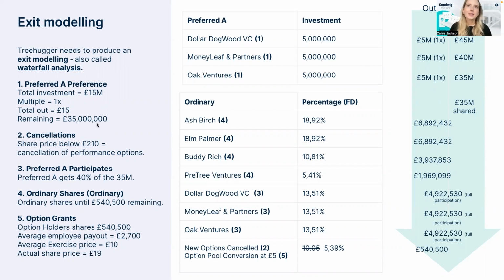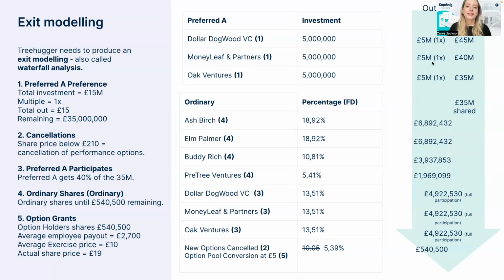So in this case, we just went through our preferred A preference, which we just spoke about. So let's look at that one. The cost is 50 million here. So Dollar Dogwood, you can see, takes out 5 million. That's times 1 A liquidation preference.